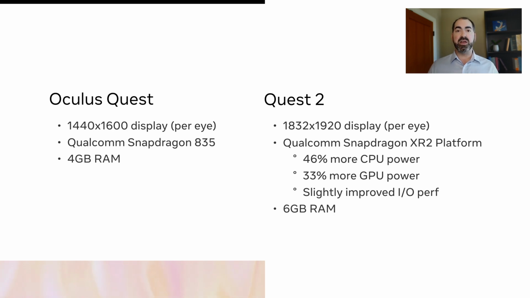Quest 2 is powered by a Qualcomm Snapdragon XR2 platform. Compared to the Snapdragon 835 in the original Quest, you'll have about 46% more CPU, 33% more GPU, even with the larger eye buffers, and slightly higher I/O speeds. Quest 2 will also have 6 gigabytes of RAM compared to 4 in the original Quest. In other words, there'll be plenty of additional performance available to your apps.